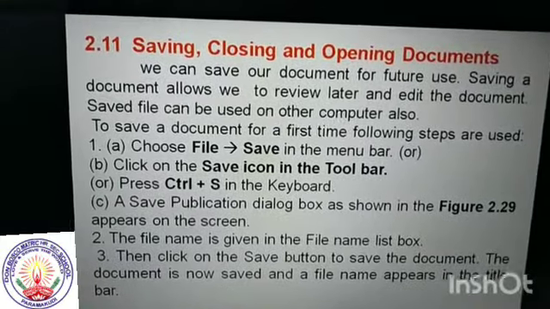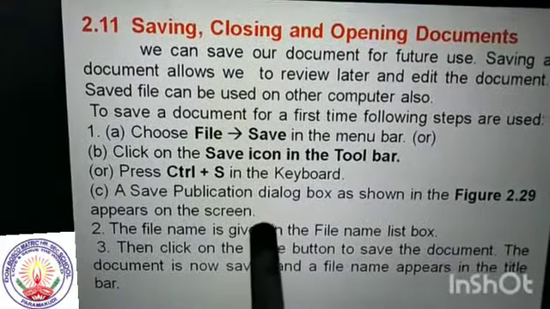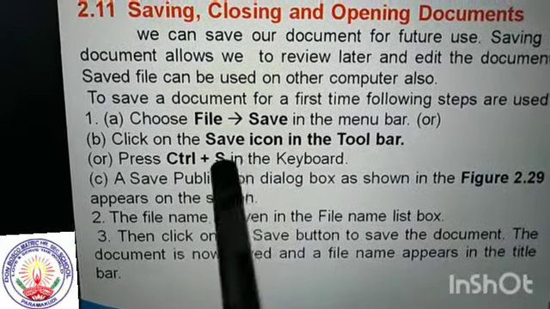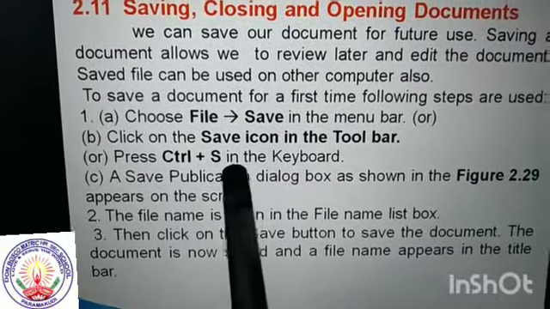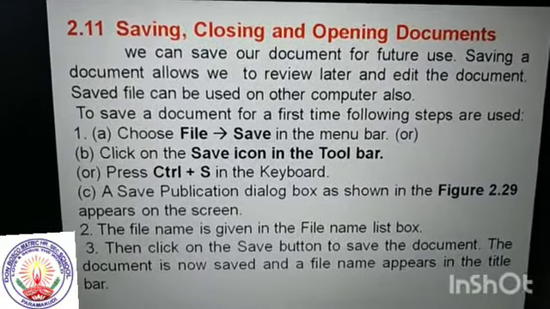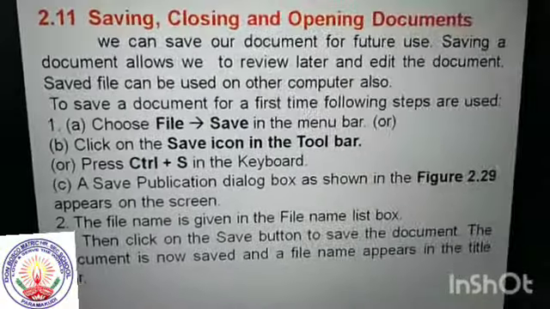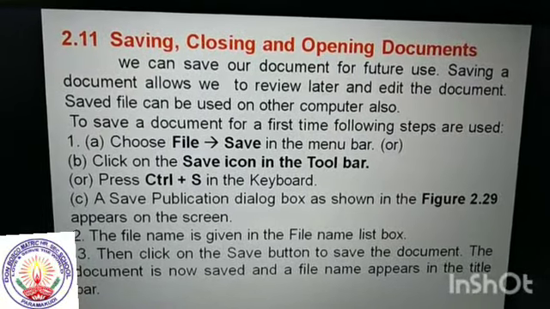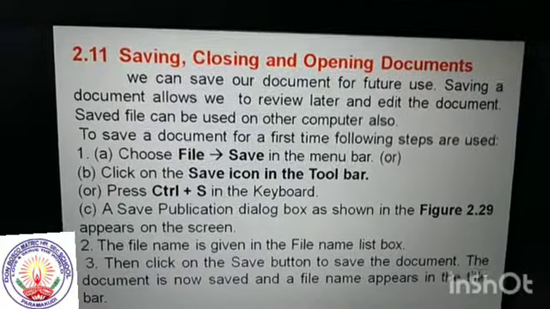If you want to save your file, you have to choose the File menu and select the Save command. Otherwise, click the Save icon in the toolbar, or use the shortcut key on the keyboard. Once we create a document in Adobe PageMaker, we save it to retrieve later and edit it. A saved file can be used on another computer also. Just note how to save the file.